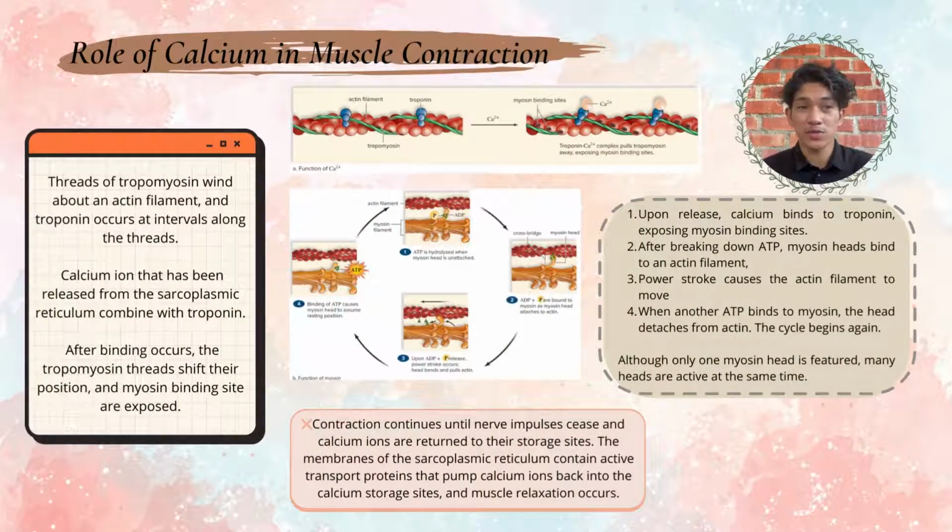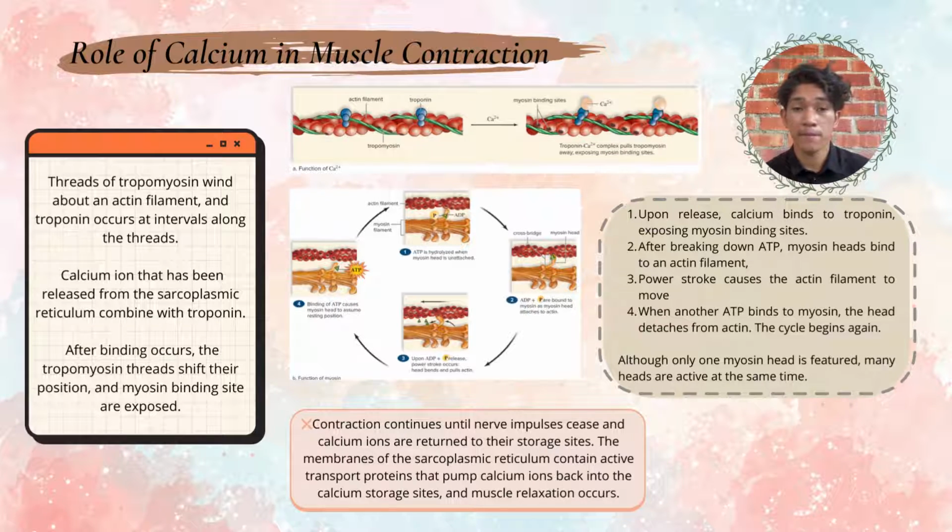Threads of tropomyosin wind about an actin filament, and troponin occurs at intervals along the threads. Calcium ions, Ca2+, that have been released from the sarcoplasmic reticulum combine with troponin. After binding occurs, the tropomyosin threads shift their positions and myosin binding sites are exposed. Myosin heads function as ATPase enzymes, splitting ATP into ADP and P. These reactions activate the heads so that they can bind to actin. The ADP and P remain on the myosin heads until the heads attach to actin, forming cross bridges.